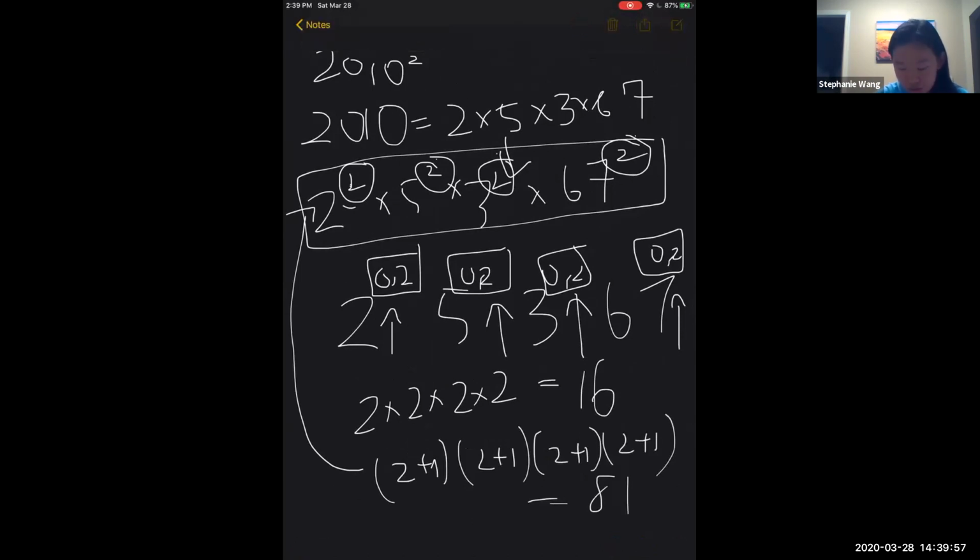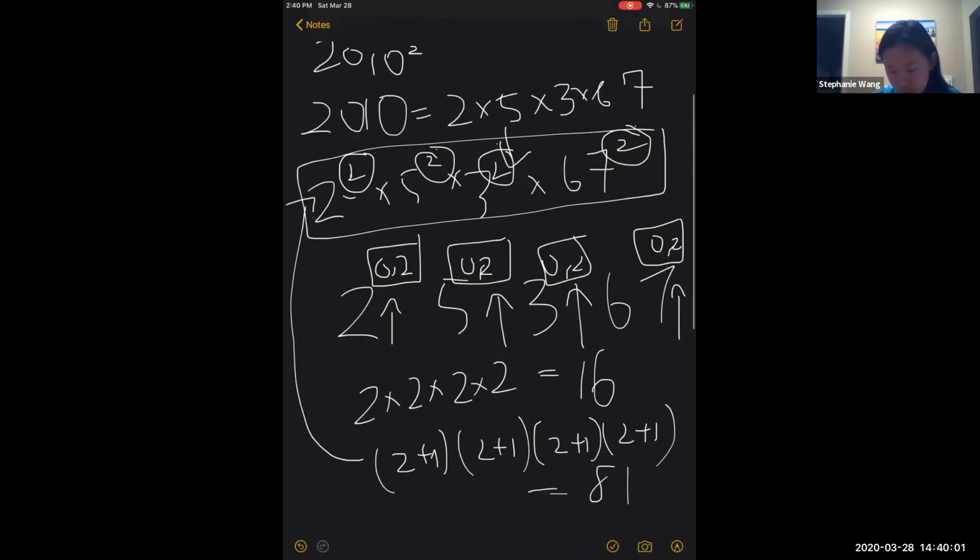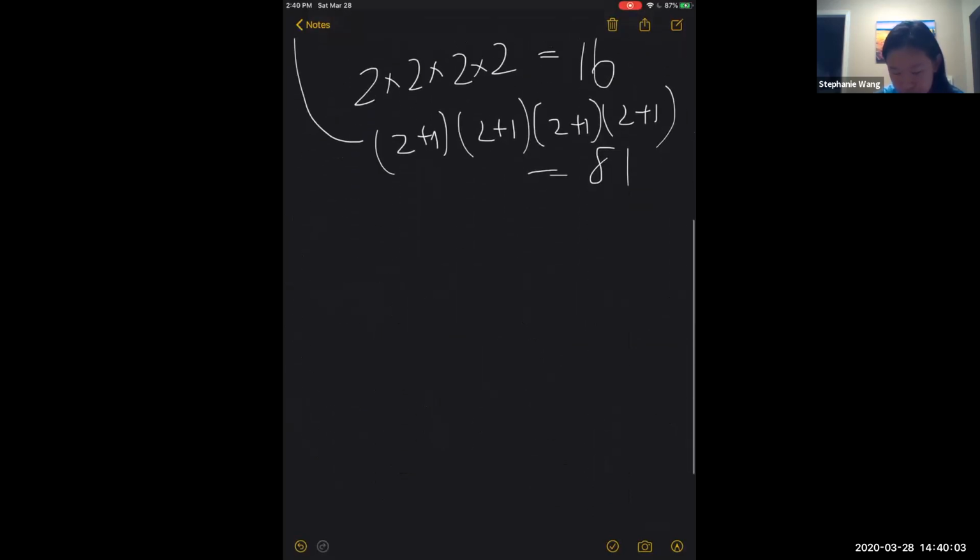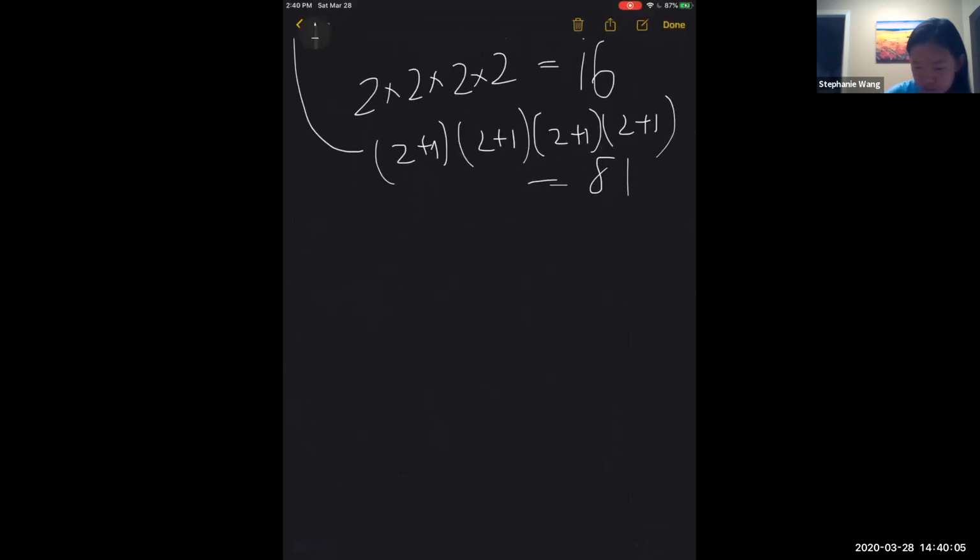Now that we have the total number of divisors and the number of divisors that work, the probability that the first one she chooses is a perfect square is 16 over 81. That's the probability for the first one. Since she's already chosen one, the next one cannot be the same, meaning that the next one has to be not a perfect square, because it's asking for exactly 1 perfect square.